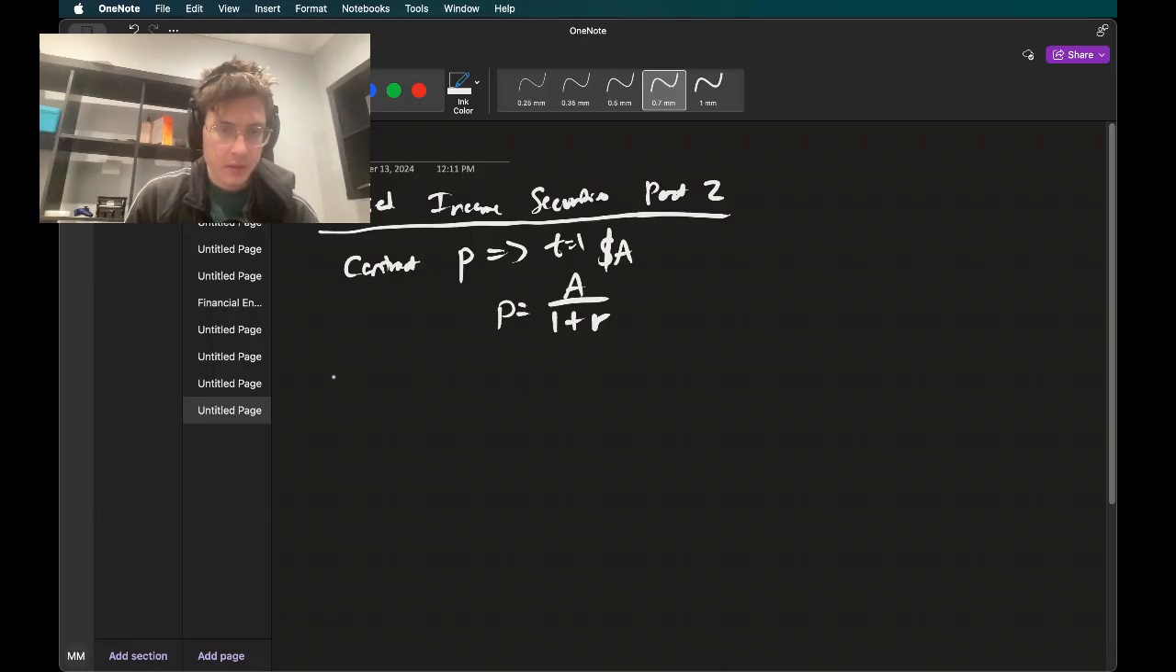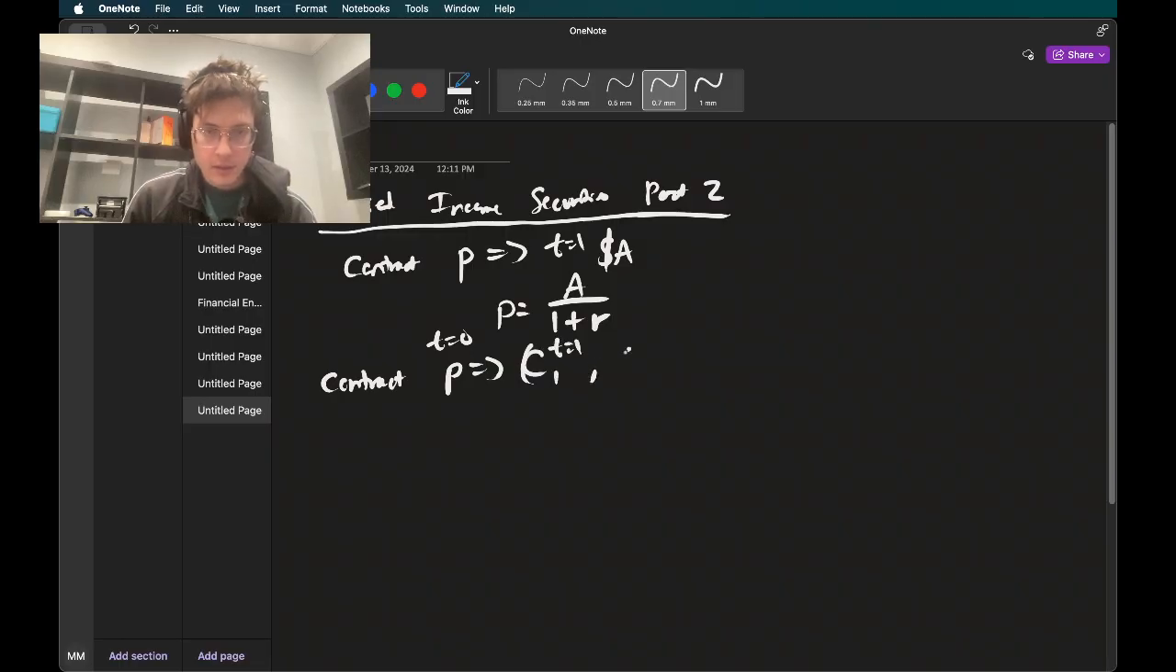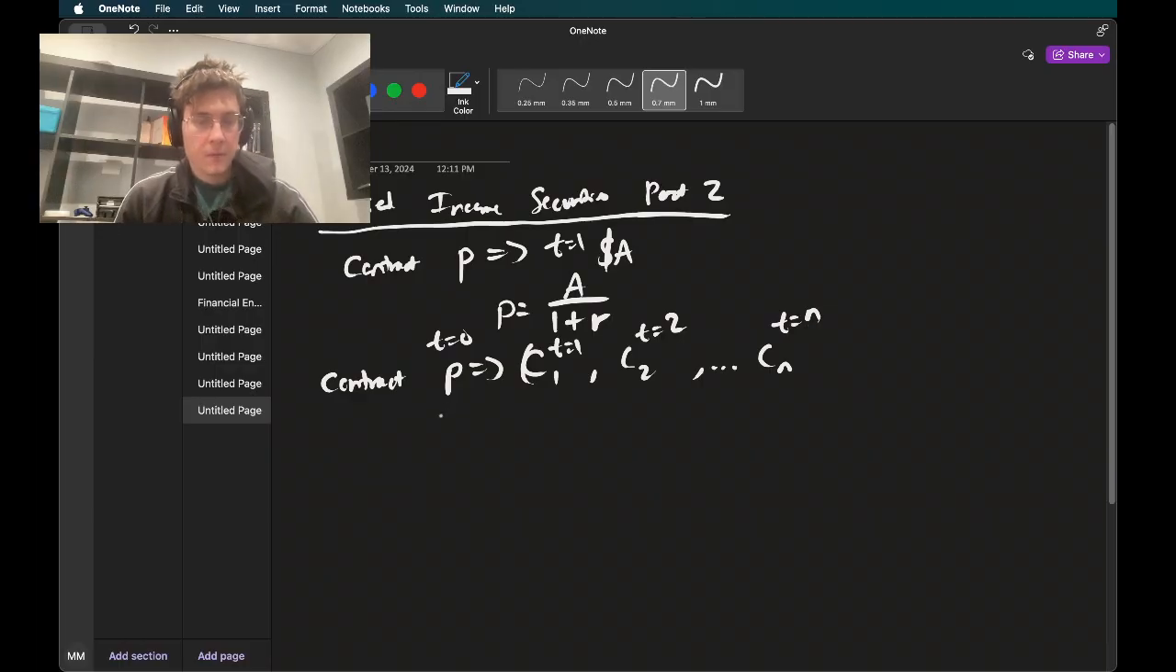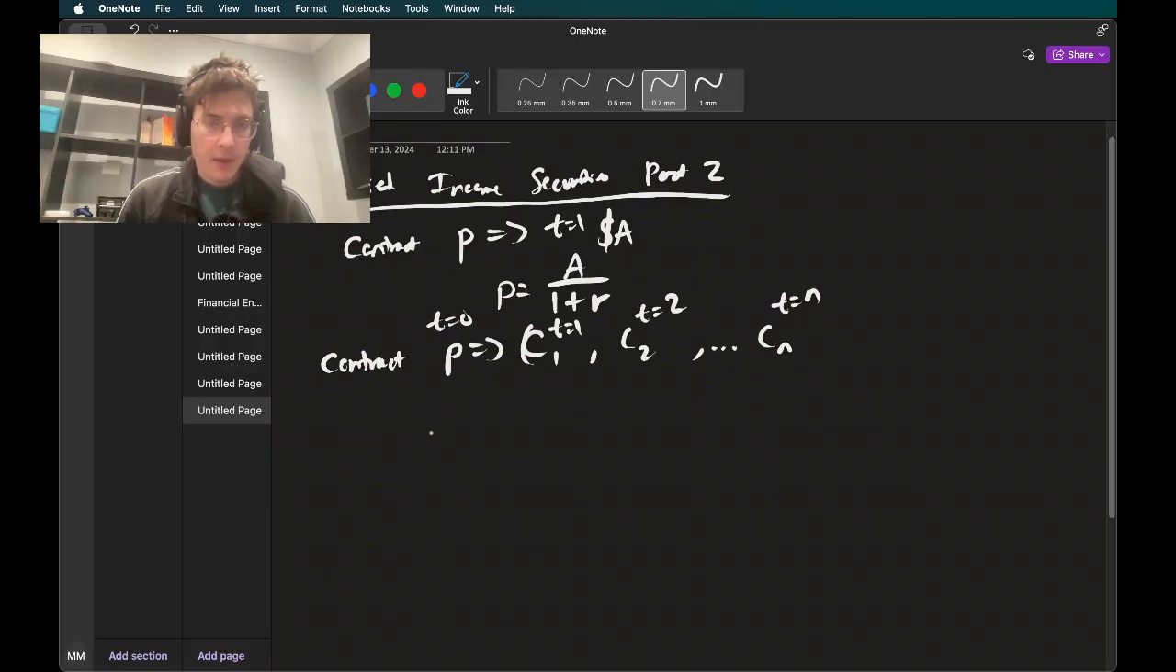Now we're going to take a look at a very related contract where we're going to enter it at time equals 0 again, and then at time equals 1 we're going to receive C1, and then at time equals 2 we're going to receive C2, and then at time n we're going to receive Cn dollars. So how should we again try to price this portfolio?